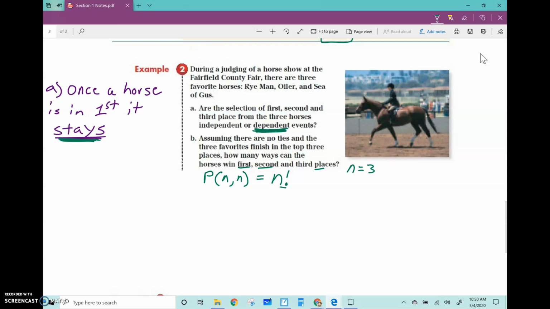So I'm going to take this factorial and say 3 factorial is how I find out how many different ways. And that 3 factorial is going to turn into 1, 2, 3. And put your multiplication in there. 1 times 2 times 3 is going to give you 6. So our final answer for B is 6.